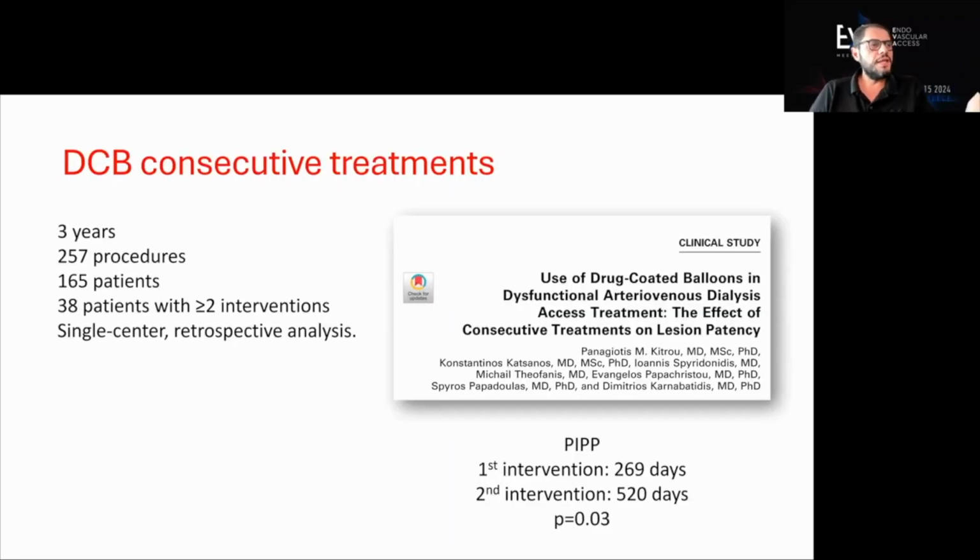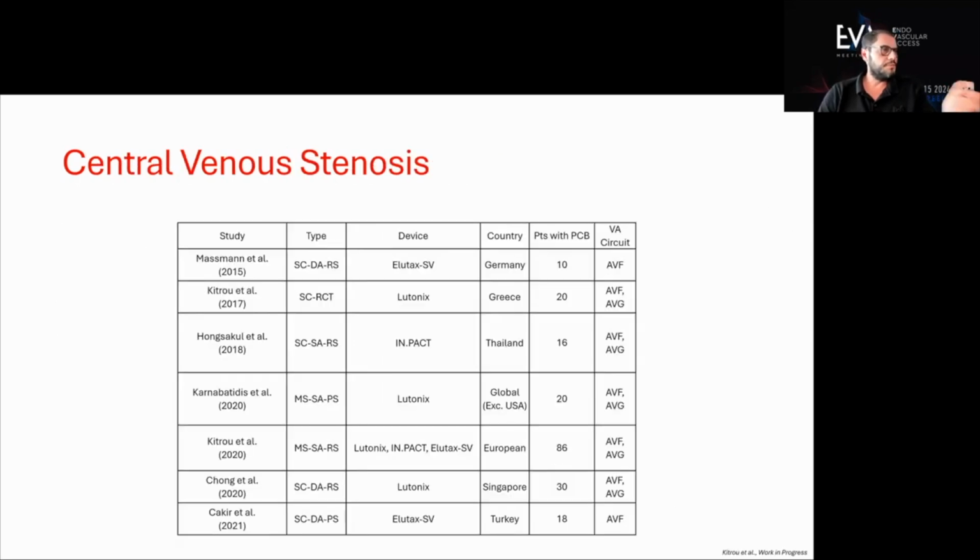Another interesting finding came from another study when we investigated the results of consecutive treatments. And what we came up with is that there was a significant difference in favor of a second treatment with a drug-coated balloon. You can see that for the first intervention, the post-intervention primary patency was 269 days, whereas for the second intervention it was 520. So theoretically, you can get an augmented result with the second consecutive treatment.